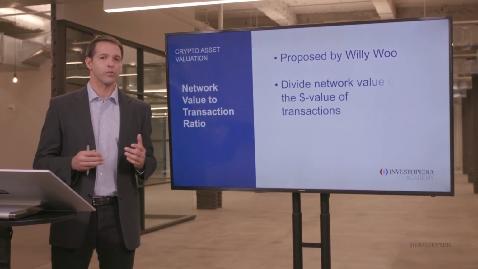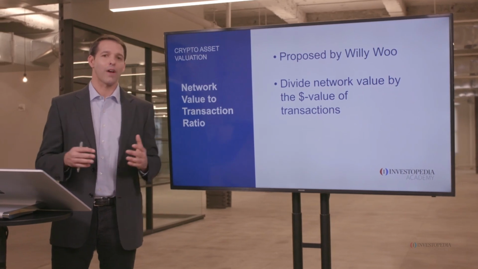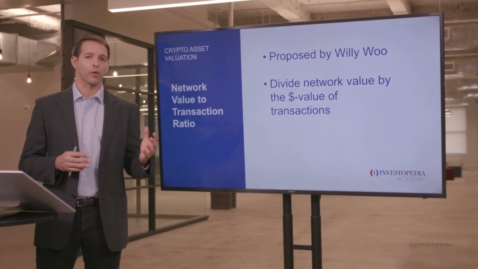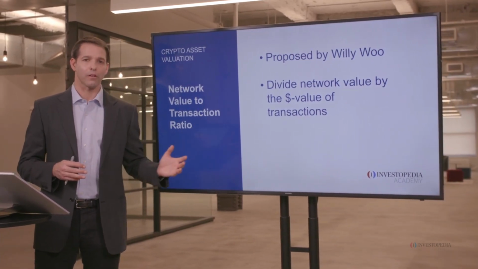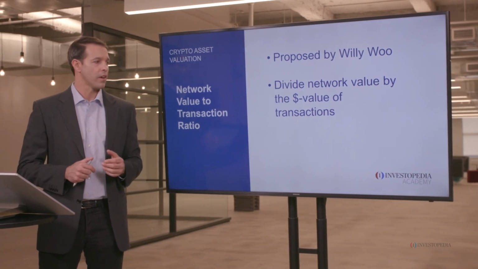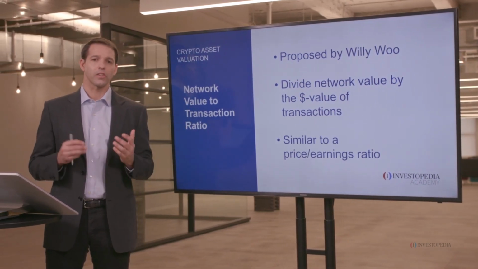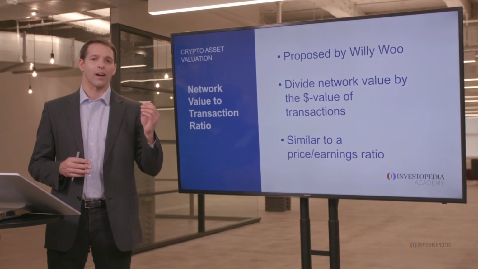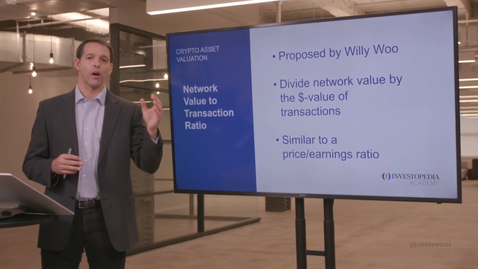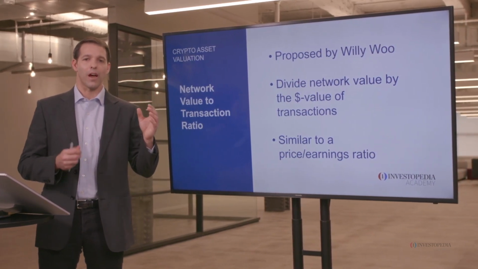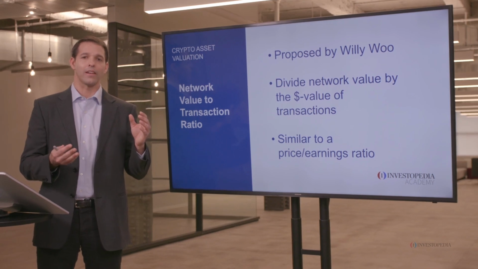And basically what you do is you take the network value of a specific protocol and you divide it by the dollar value of the transactions. And you can think of this like a price-earnings ratio. In the stock market, you might have a stock, let's say Apple, that's priced at $200 a share, and you have earnings of Apple at $10 a share.